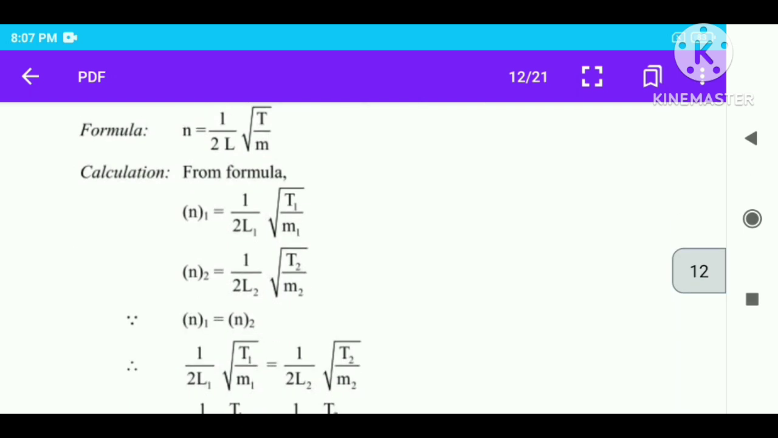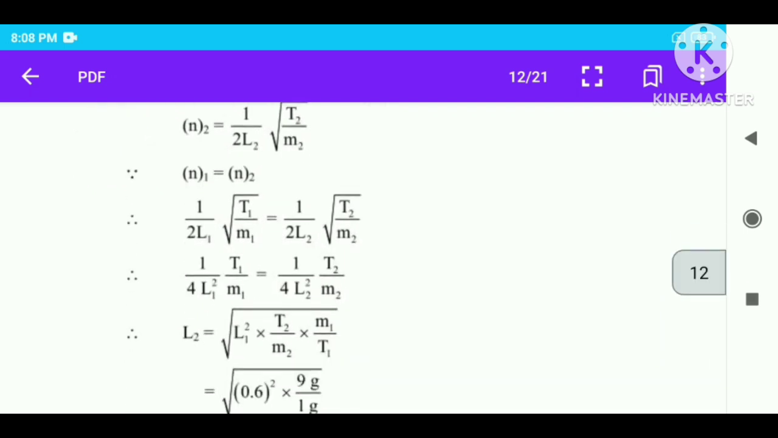Calculation from formula. n1 is equal to 1 upon 2 L1 under root T1 divided by m1. n2 is equal to 1 upon 2 L2 under root T2 divided by m2. n1 is equal to n2. Therefore 1 upon 2 L1 under root T1 divided by m1 is equal to 1 upon 2 L2 under root T2 divided by m2. Therefore 1 upon 4 L1 square into T1 divided by m1 is equal to 1 upon 4 L2 square into T2 divided by m2.